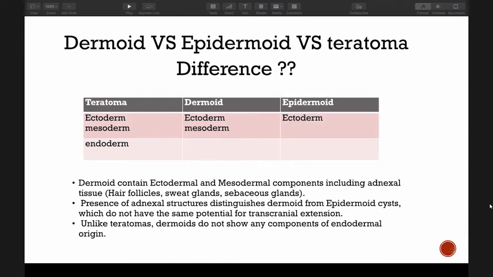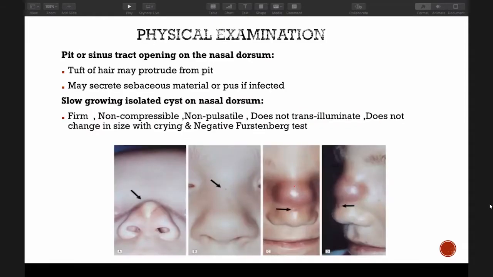For the dermoid, it will contain ectoderm and mesoderm, so we will have a nasal mass containing hair follicles and superficial glands. For the epidermoid, it will only have ectoderm, so it's a pseudocapsule. For the teratoma, it will also have a component within the nasal mass. For the examination, we will find a pit or sinus tract opening in the nasal dorsum, with a tuft of hair protruding through it. It may secrete sebaceous material or pus if it gets infected.